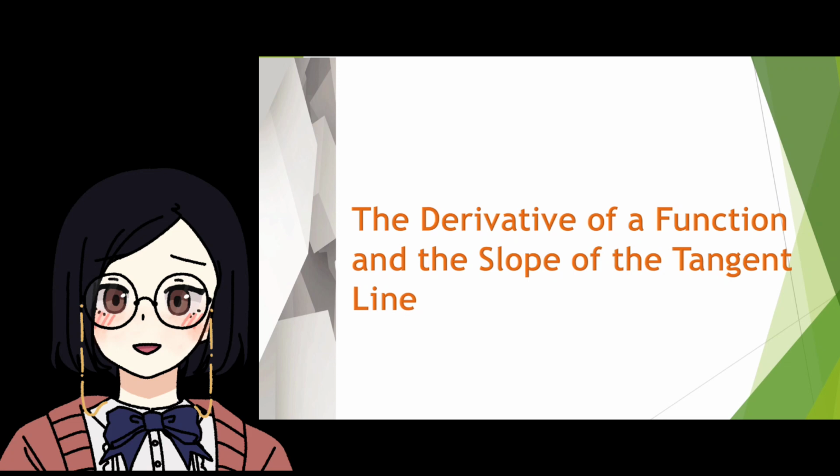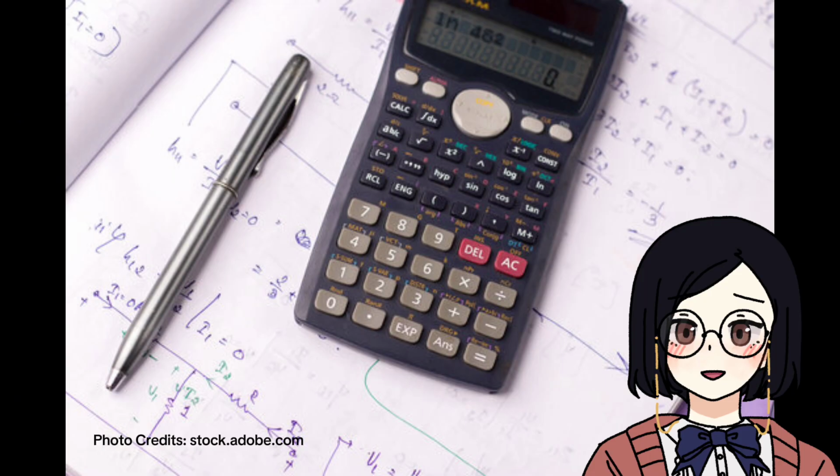Welcome to Lesson 4 in Basic Calculus, the derivative of a function and the slope of the tangent line. Get ready with your scientific calculator, pen and paper as we discover further the relationship between the derivative of the function and the slope of the tangent line.